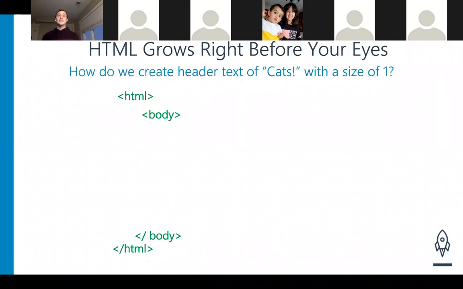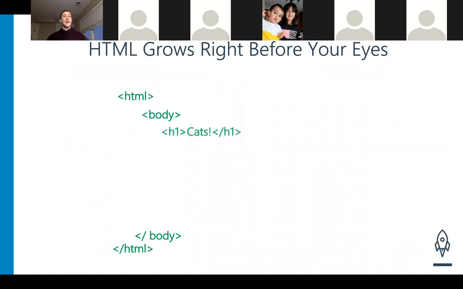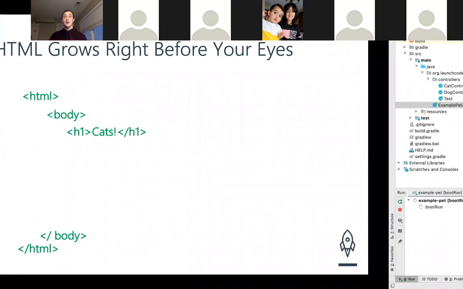How do we create a header text of cats with the size of 1? H1. Very good, H1 cats exclamation point. This is producing a header of size 1 called cats. Exactly what we saw over here. The highest level of text we possibly can get without having to go into CSS.